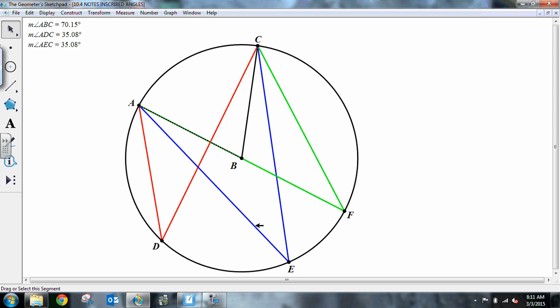Huh. Well, I wonder what angle F is. Well, let's see. So if I select A, F, C, and measure that angle, oh my goodness. I get 35.08. That's pretty nuts. Okay, now, well, wait a minute. This number is half the length of this number. So all of these angles here are half the size of angle B. That is pretty interesting.